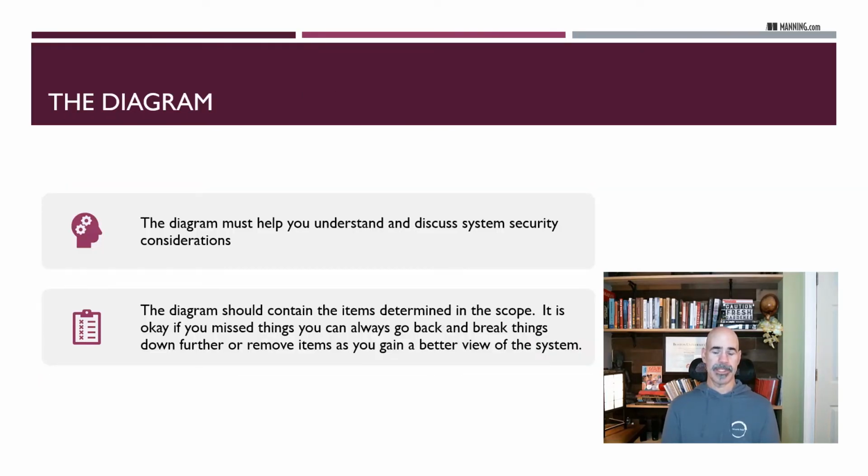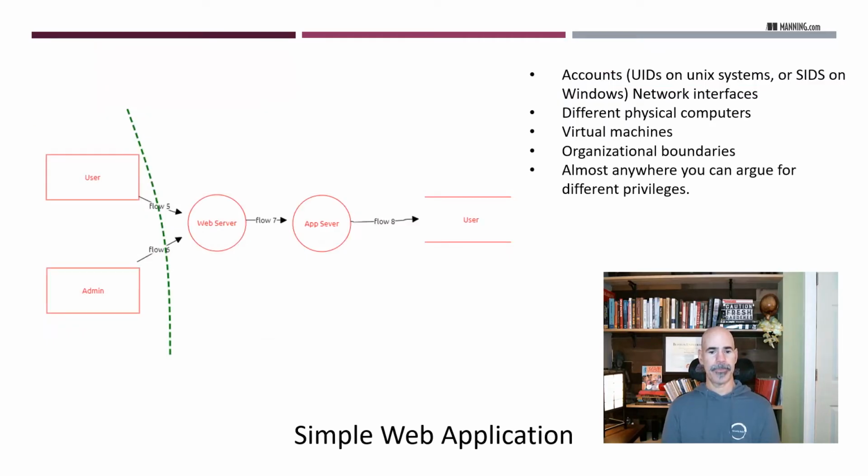So the diagram must help you understand and discuss the system security considerations. The diagram should contain the items determined in the scope. And if you miss something, it's okay. Threat models are living documents. So there are things that you will be able to go back to and update and change as you learn something new. Again, we're going to use OWASP Threat Dragon for this.